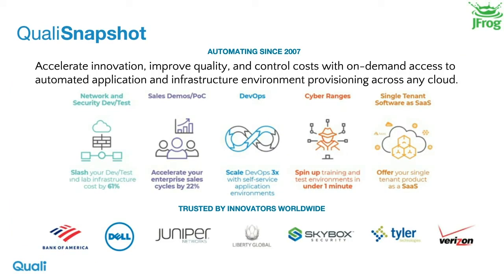So many of you might not have heard about Quali, so I'll just give you a brief snapshot. We're a software company, and we're all about enabling innovation through automation of application environments across any cloud. We have a wide variety of customers, mostly enterprise, in a pretty wide range of verticals. And another thing is that we've been partnering with JFrog for quite a number of years now around our DevOps use case.